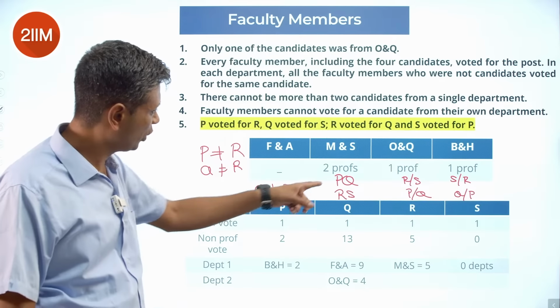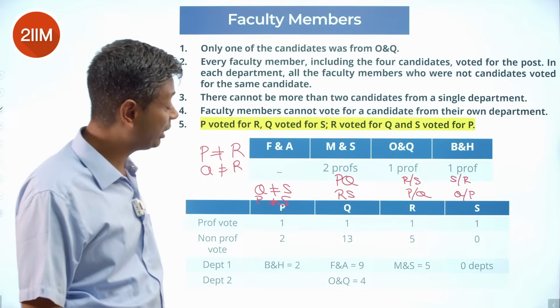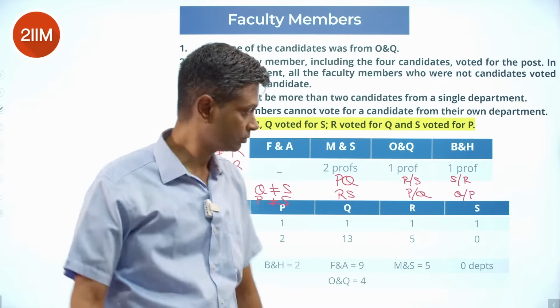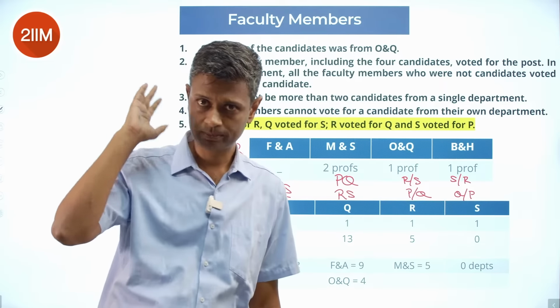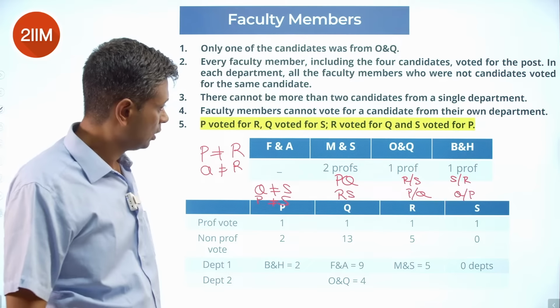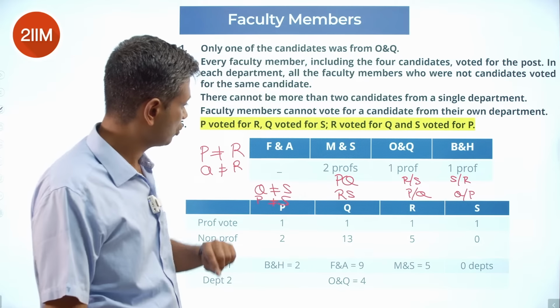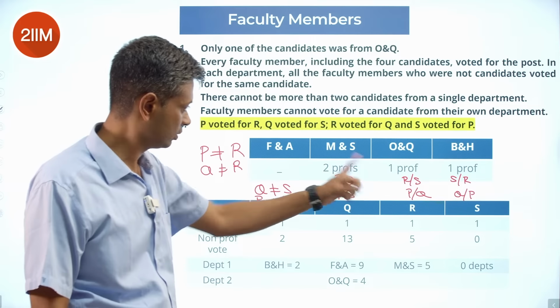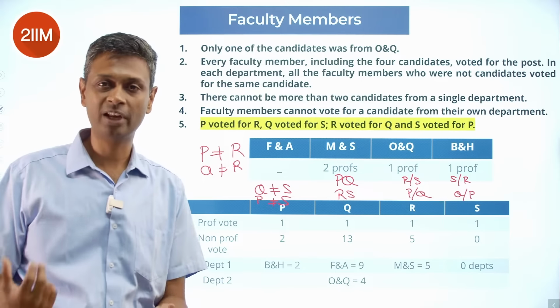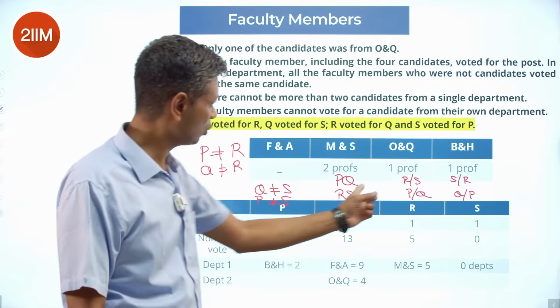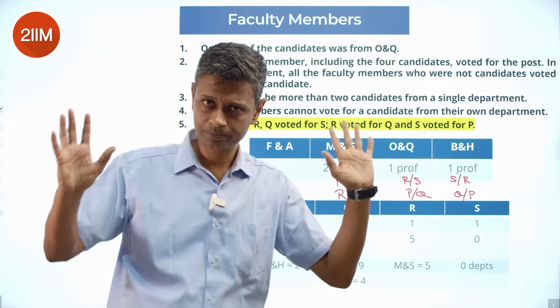Now PQ going here, P gets all B and H votes possible, Q gets votes from F and A and O and Q possible, nicely done. R gets votes from M and S possible, S doesn't get any department vote, S can be anywhere. So R could be here, S could be here, both are possible.